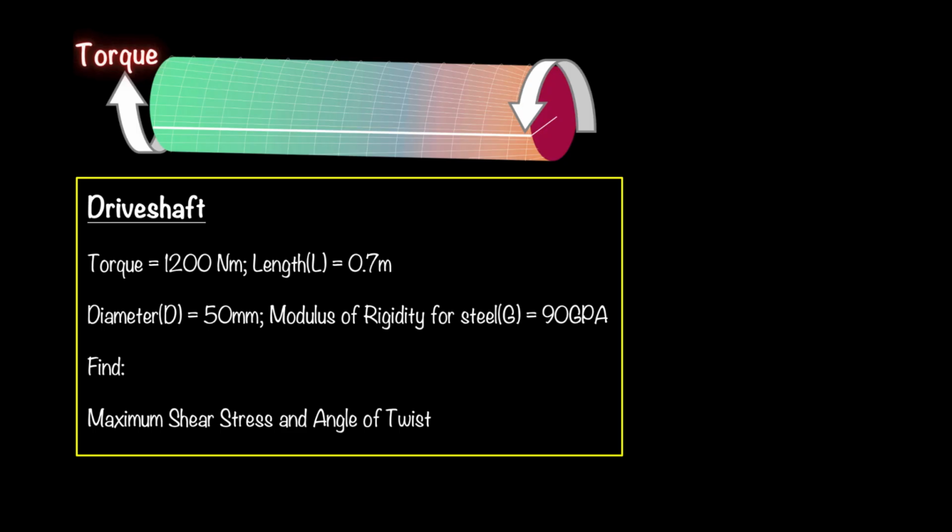To make things even more interesting, we're going to say that this end that I'm sketching these hashed lines on is going to be a fixed end. So as you can imagine, when torque is applied to this free end, it's going to cause some form of twisting to take place in the entire system.